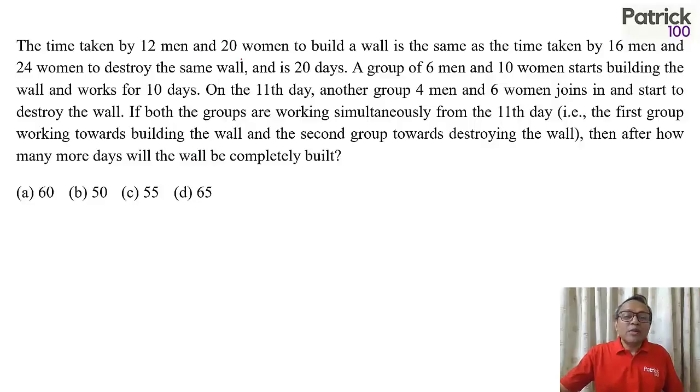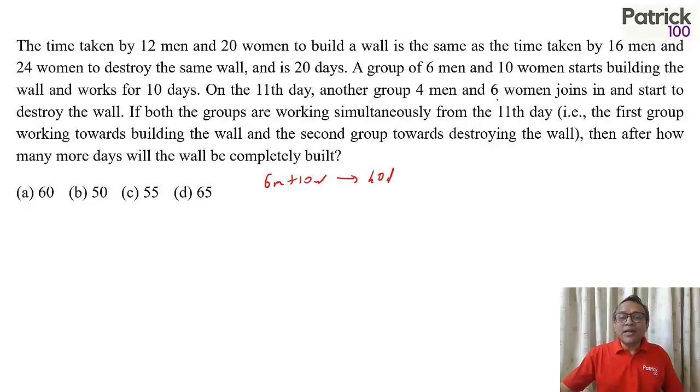Time taken by 12 men and 20 women is 20 days, and 16 men and 24 women is also 20 days. So 6 men and 10 women, that means half of them, will take 40 days. If you look at 6 men plus 20 women takes 40 days, because half the number of men means double the number of days.